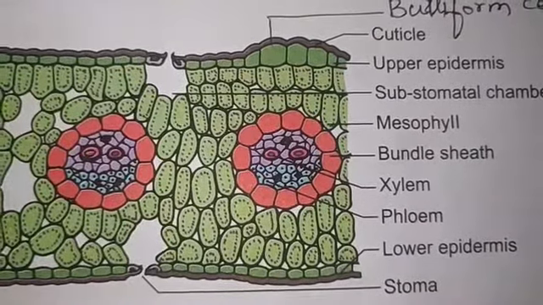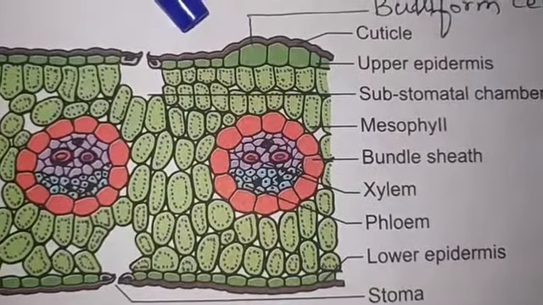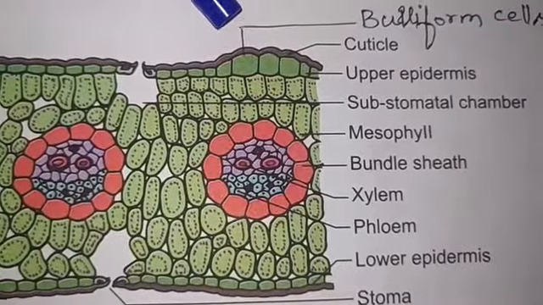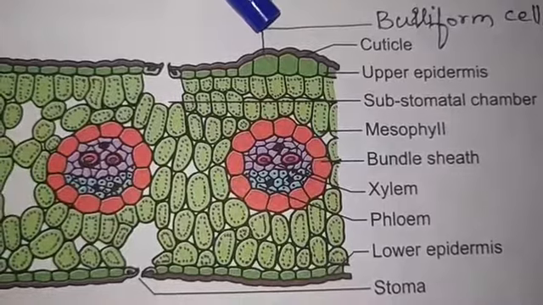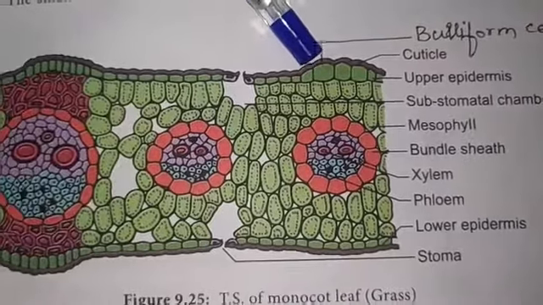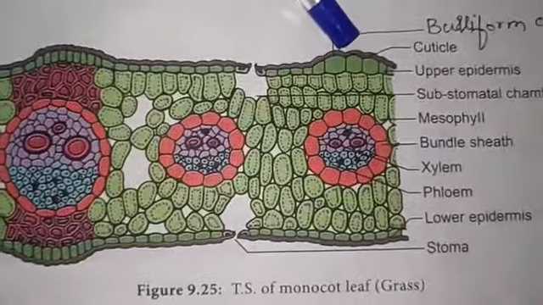In monocot leaves, some of the epidermal cells are larger in size and thin-walled. Such epidermal cells are called bulliform cells or motor cells. These cells are helpful for the rolling and unrolling of the leaves.